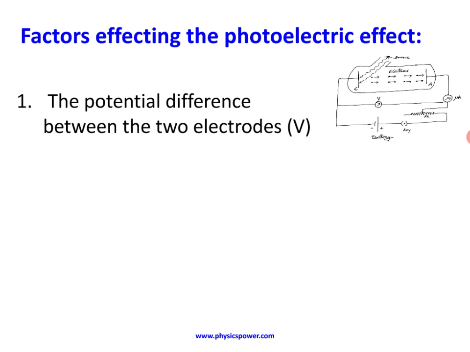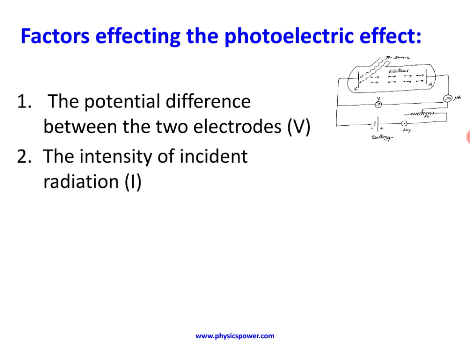These two are maintained at a particular potential by using a battery. If you change the potential, then the photocurrent will change. Just now I explained, if you increase the positive potential of plate A, then plate A can attract the negatively charged electrons, then all electrons will reach the plate and we can observe more current.